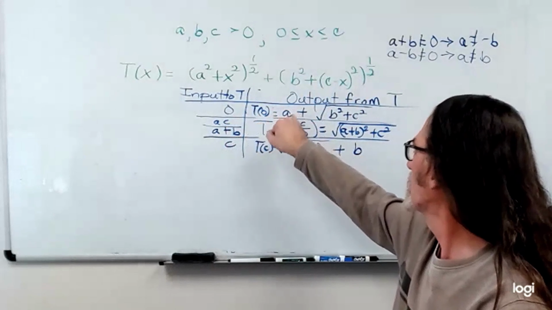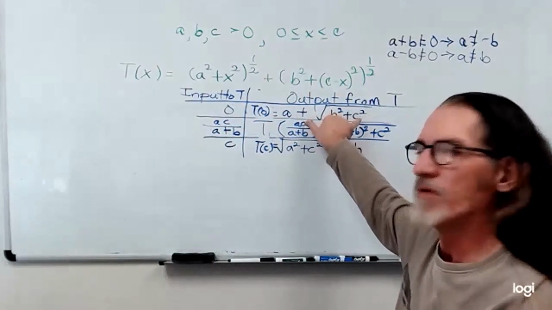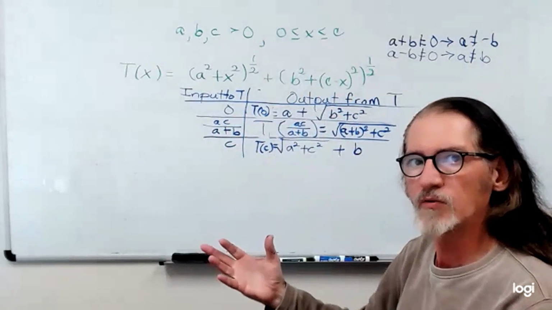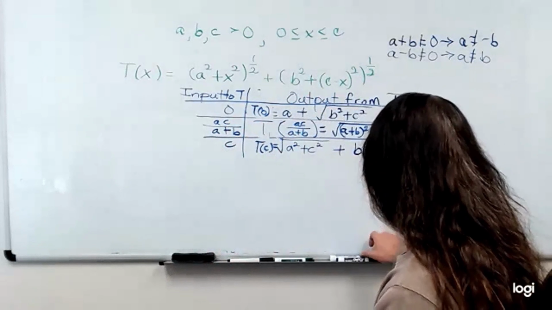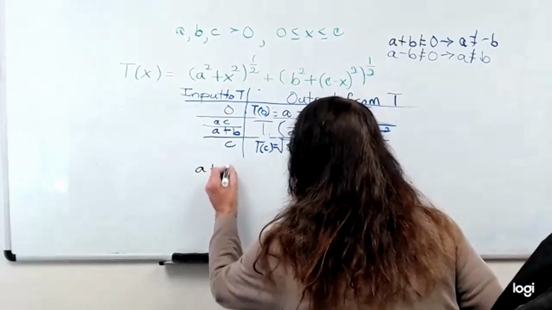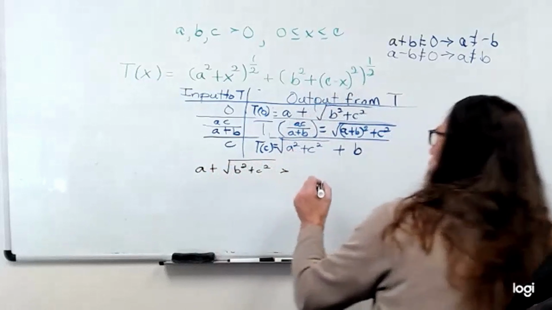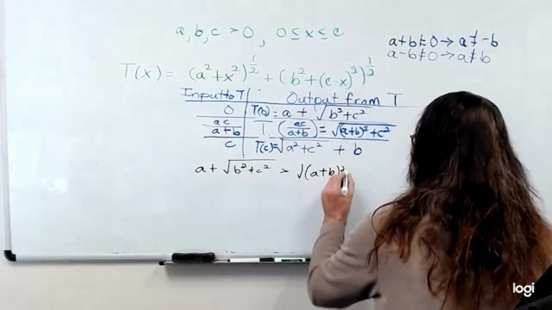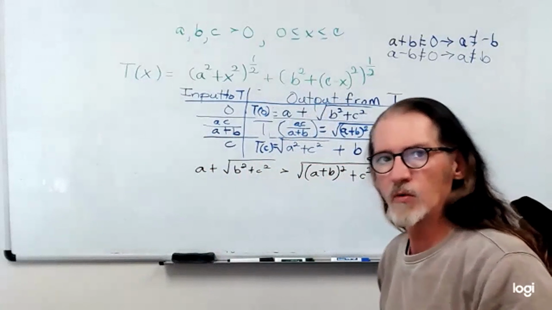In other words, that this is greater than this, because we have very similar looking expressions at the two endpoints, looking just like an interchange of B and C. So I want to show: is a plus the square root of b squared plus c squared greater than the square root of the quantity a plus b squared plus c squared, all of that under the second root?